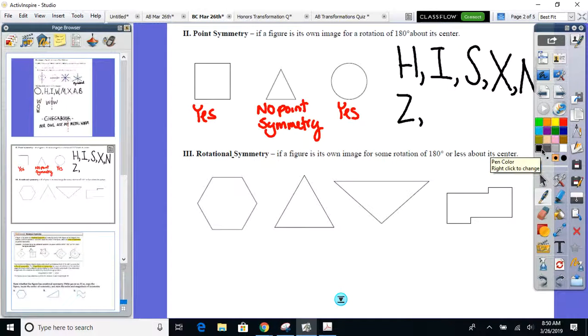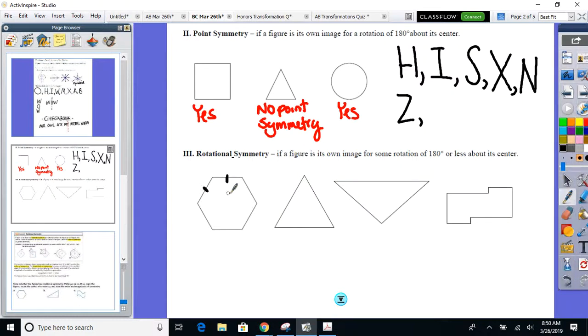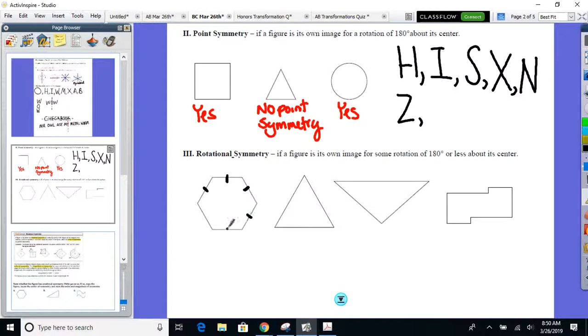I'll tell you this hexagon right here is regular. Is it possible to rotate that figure less than 180 and get that hexagon back? Yes, so we say it has rotational symmetry, but now I'm going to challenge you. How many degrees? What is the minimum amount of degrees I could rotate this and get that same hexagon back?